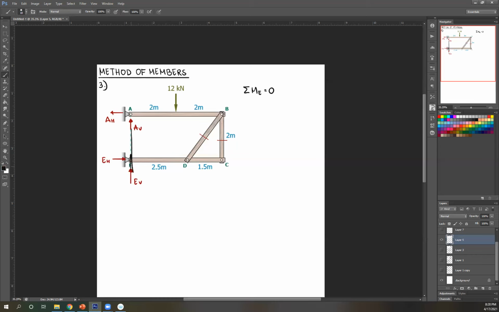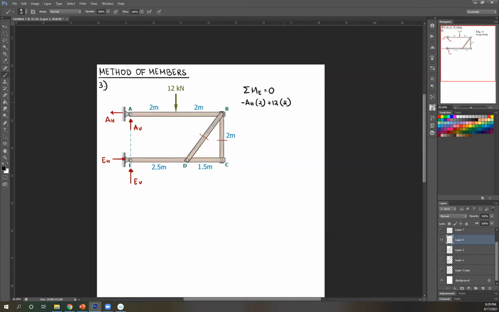So AV passes through EV, so ignoring that. EH rotated about E, that's counterclockwise, therefore negative AH. Perpendicular distance is this length, which is equal to 2. So AH times 2. Next, we have 12 rotated about E, that is clockwise, therefore positive 12. Perpendicular distance, it's this length, which is equal to 2.